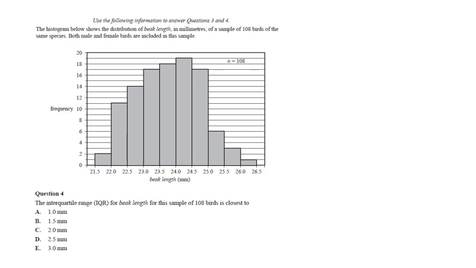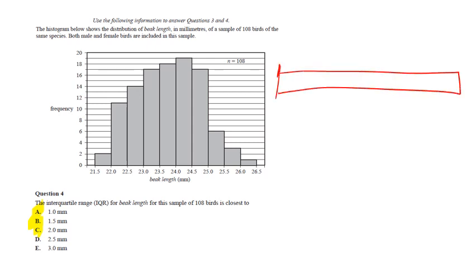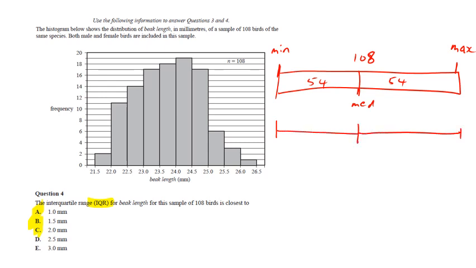Oh, sorry, wrong thing. All three were allowed on these answers, but let's try and do it the way they intended it to be. If you've got 108 things, if you say that's your min, and that's your max, and that's 108 things. If you cut them in half, you'd have 54 in this half and 54 in this half, and this would be your median. But we're looking for the IQR, so we need to have another division of this. So we know we're going to cut that in half. We're going to have 27 here, 27 here, 27 here, and 27 here.